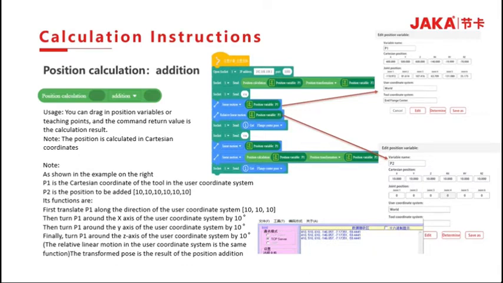Moves linearly to the position variable P1, and then makes a relative linear movement under the user coordinate system. The moving parameter is the unknown variable P2. After the movement is completed, the socket sends the current flange center of the robot position coordinates. Then, move linearly to point P1 and move linearly to the calculated result. The socket sends the position of the flange center again.